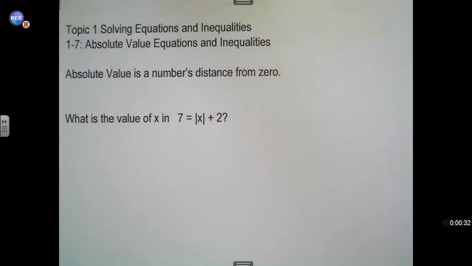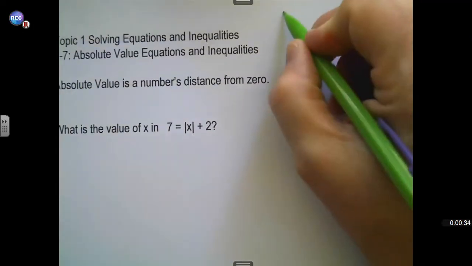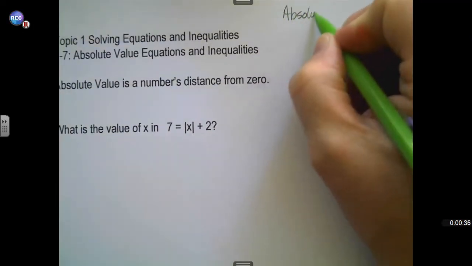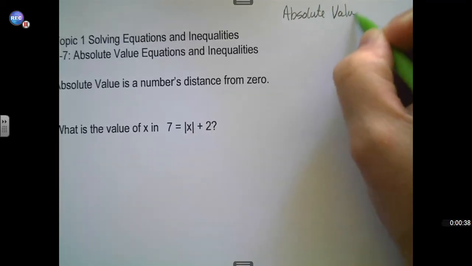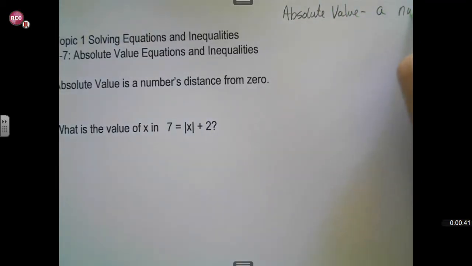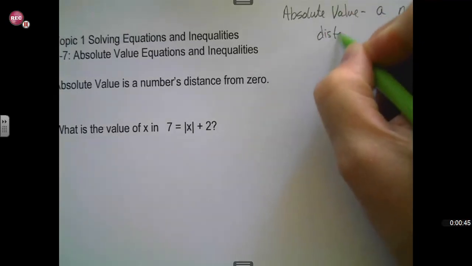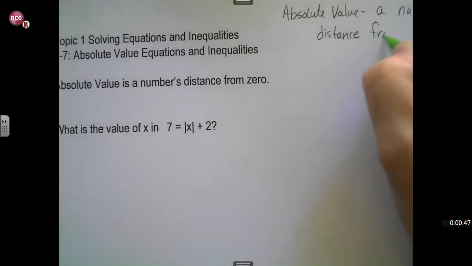And just a refresher, absolute value is a number's distance from zero.